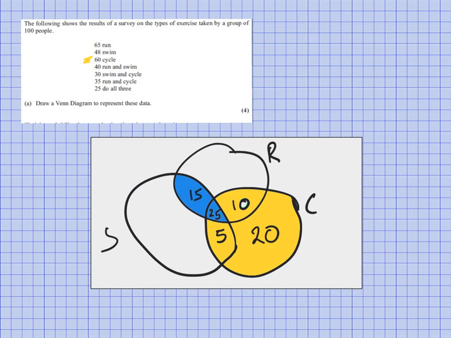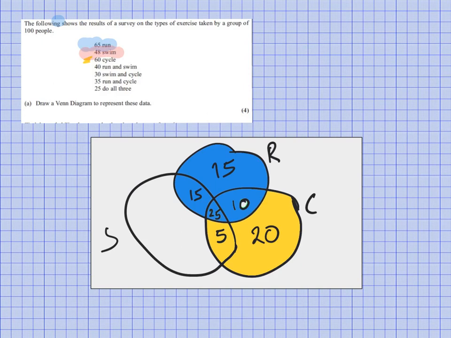So now if we look, 65 people all together go running. So the running section all together, all of that blue section is the run. There are 65 people who altogether go running. So the total for that section must come to 65. We've already got 40, 50 people there. So the remainder is 15.